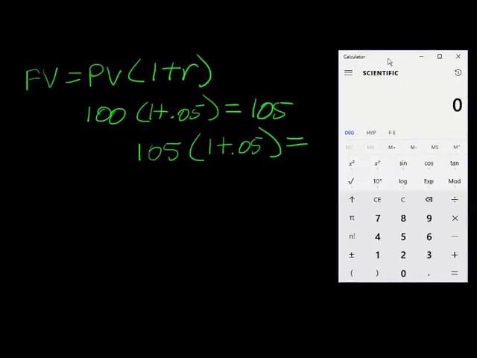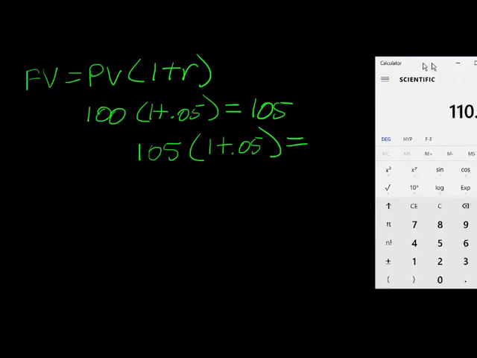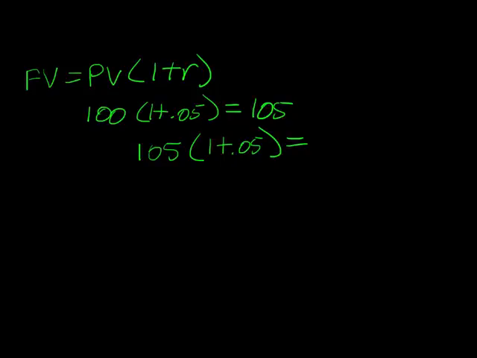let me bring up my calculator, 105 times 1.05, which equals 110.25. But an easy question for us to ask is, is it possible to calculate both the first year and the second year at the same time?